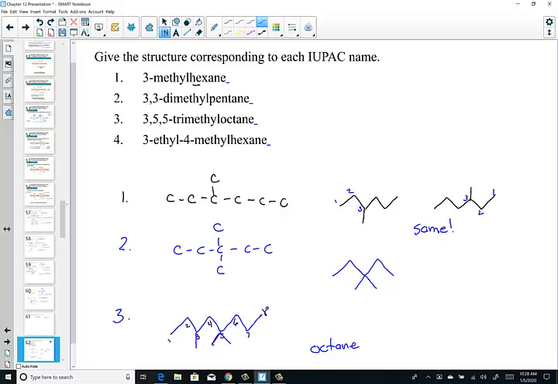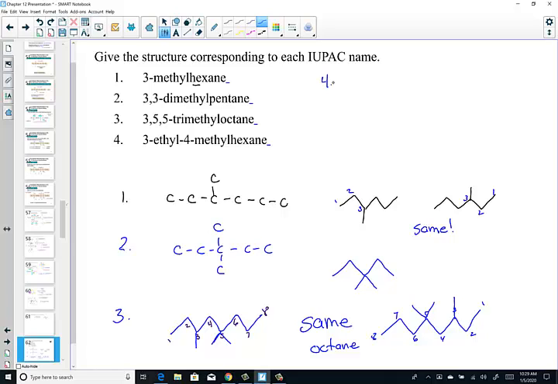What's another way of drawing that? 1, 2, 3, 4, 5, 6, 7, 8. What if I numbered this direction? At carbon number 3 is a methyl, and at carbon number 5 are 2 more methyls. These are the same structure. I can number them right to left or left to right. It does not matter. You have the same compound.